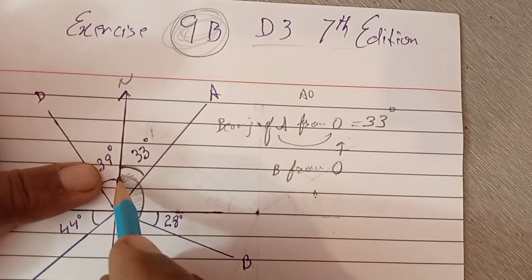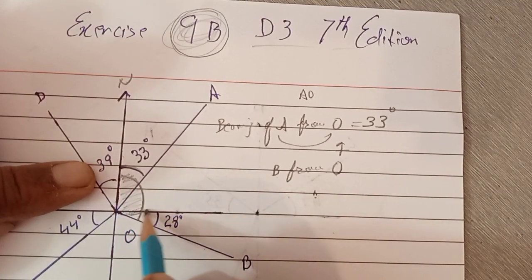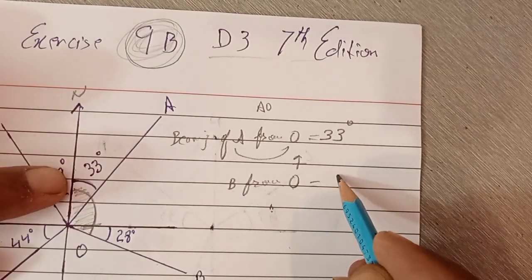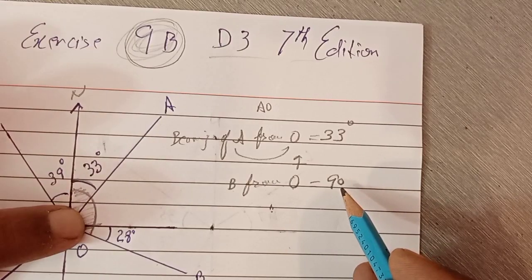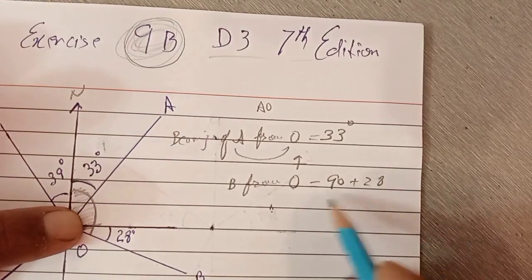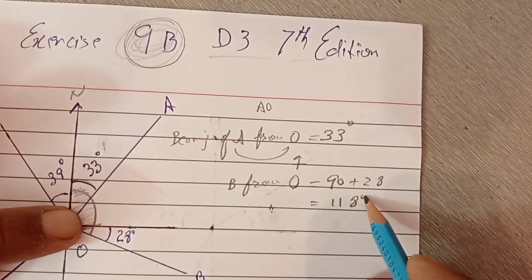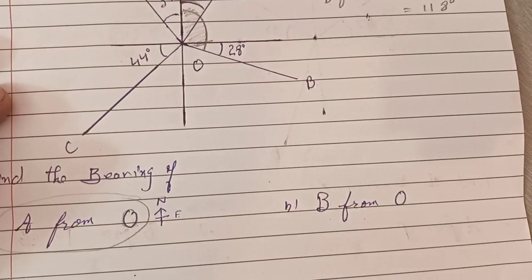You know how much this angle is? This is 90, and move further 28. The bearing of B from O is 90 plus 28, so it would be equal to 118 degrees.